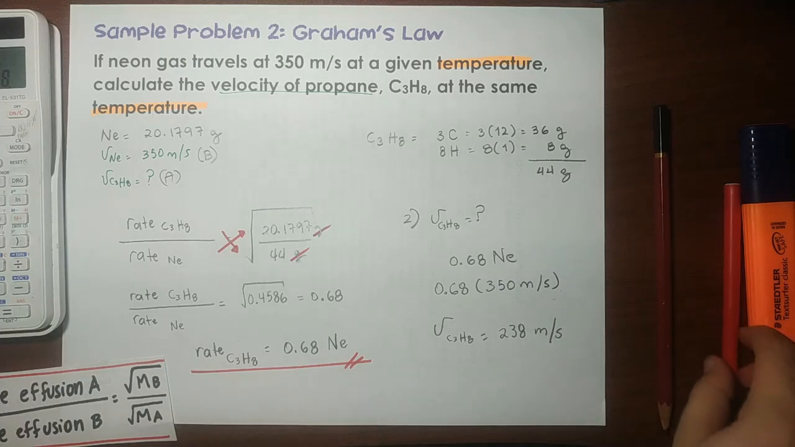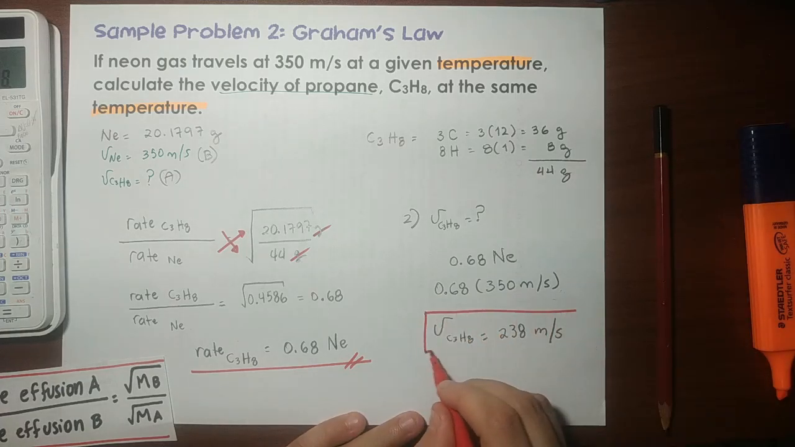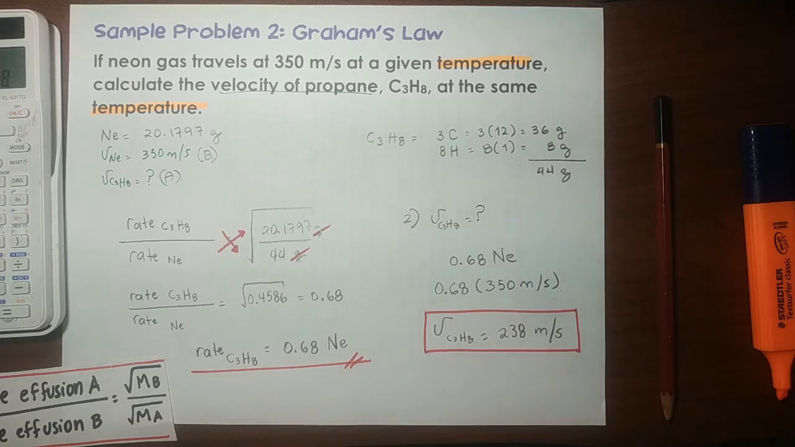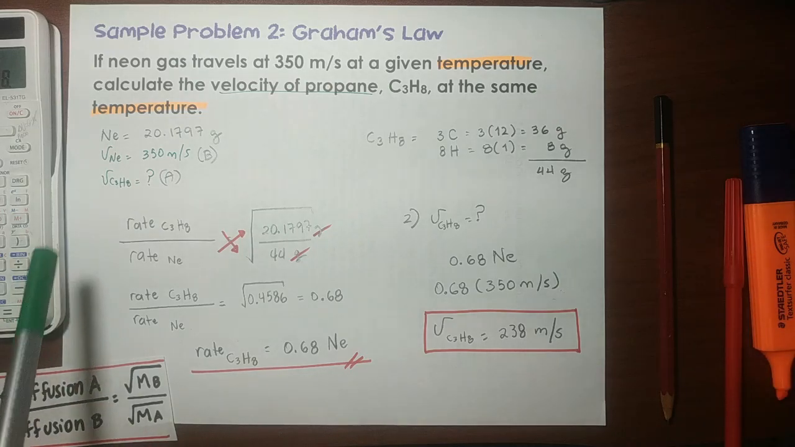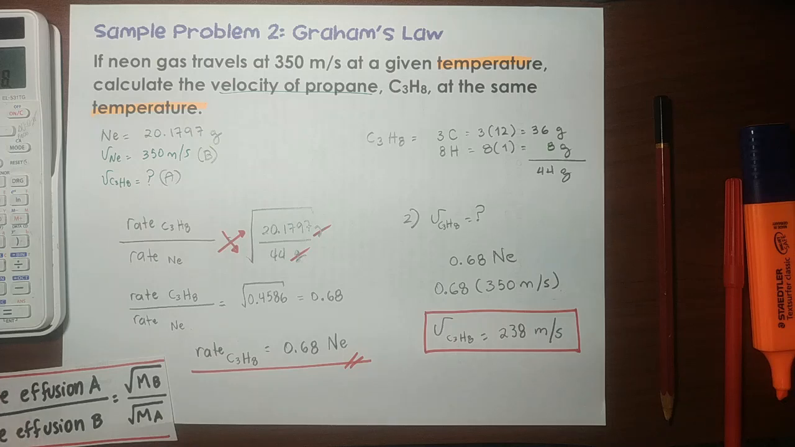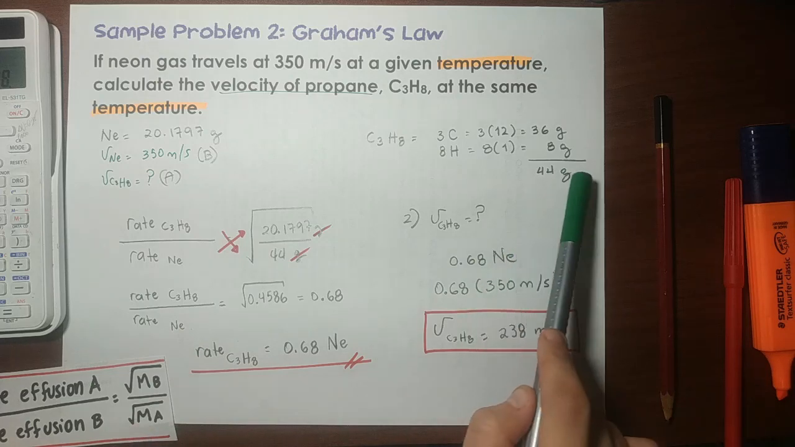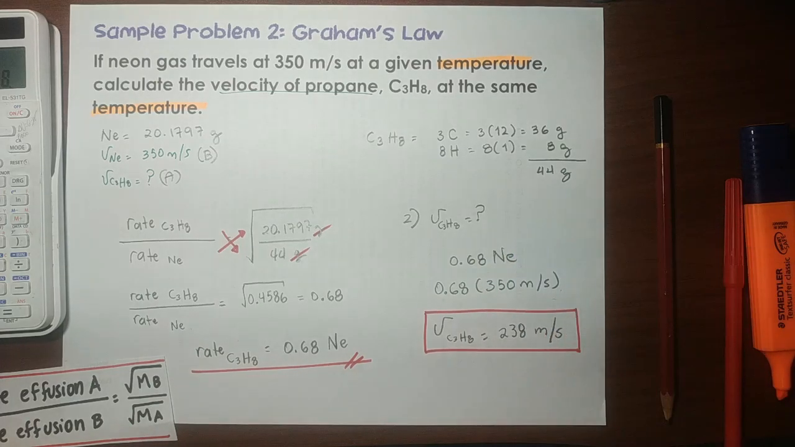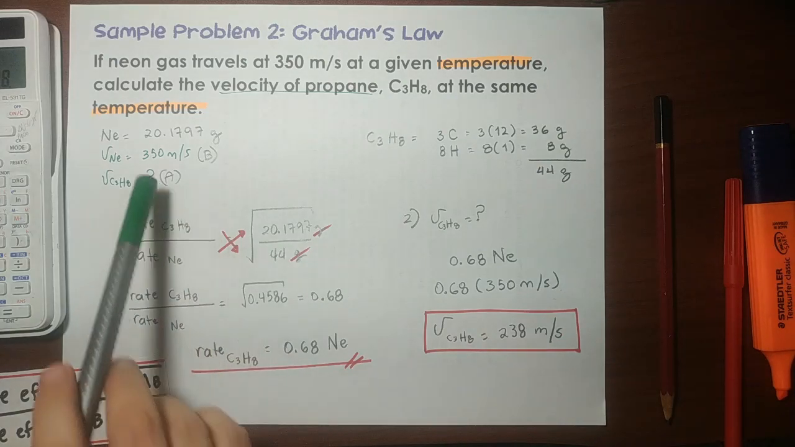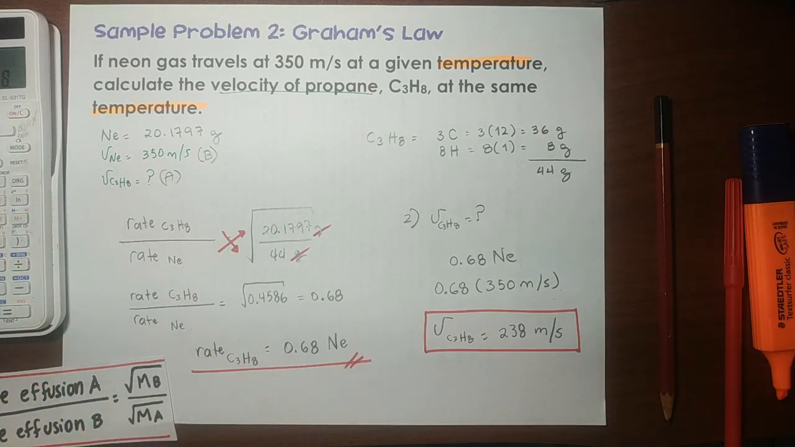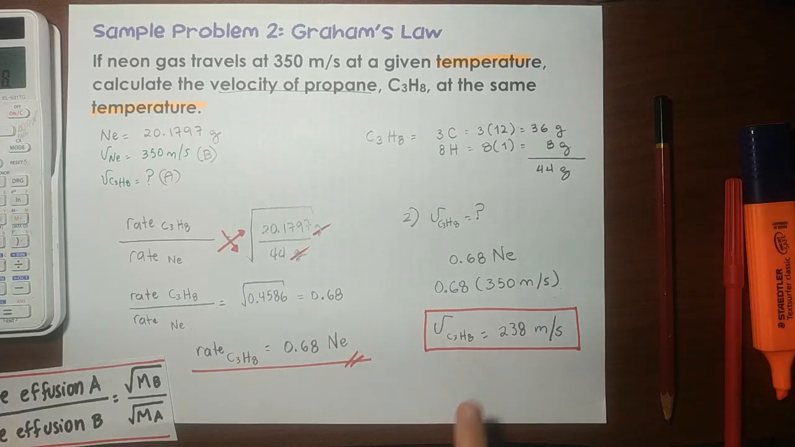Now remember, a way to check if you did it right is visualizing that the gas with the least mass has a greater velocity. Take a look. Neon's mass is 20, less than propane's mass, which is 44. And if you compare, neon travels at 350 because it has less mass, and propane travels at 238 meters over second because it's more massive. So when a gas is more massive, the velocity will be slower.